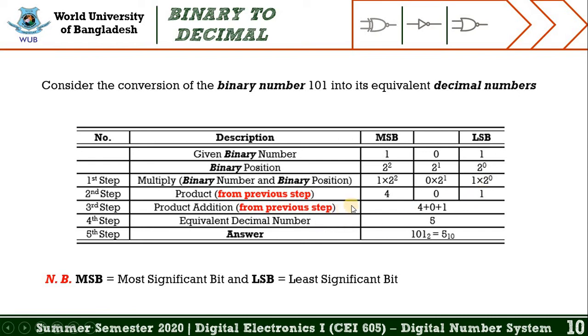The next row represents the third step, which is the addition of the products: 4 plus 0 plus 1, which gives us a single number, 5. We have converted the given binary number into its equivalent decimal number, which is 5. So let's move to the next slide.